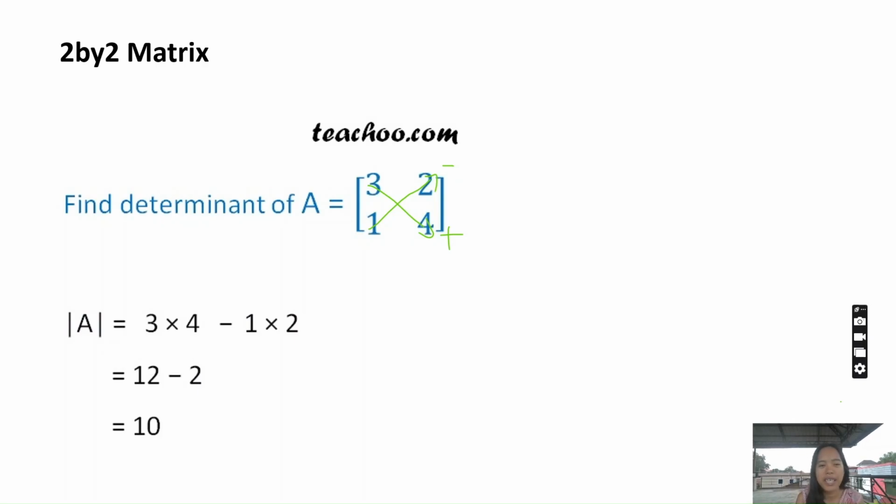Good day, everyone. I am Jessama Sparsha, and today I will discuss how to get the determinant of a 2 by 2, 3 by 3, and 4 by 4 matrix.